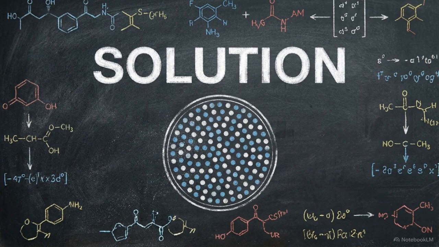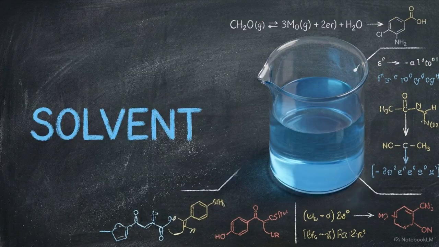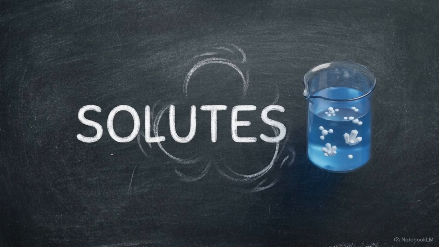To understand this mechanism, we have to define the system. A solution is a single phase that is homogeneous down to the molecular level. It consists of a solvent, the component that determines the phase of the solution and makes up the majority proportion, and solutes, which are the molecules or ions dispersed throughout that solvent.